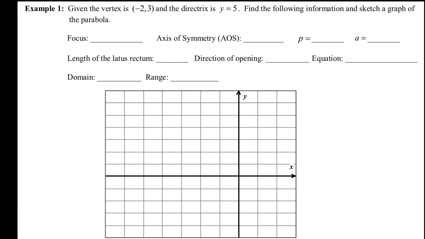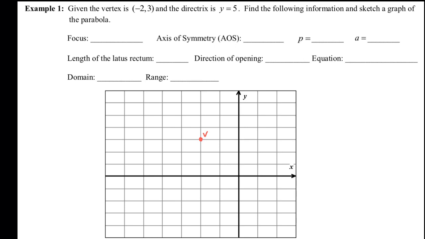All right, so let's now look at how you actually graph given some of this information. We're going to start out with the vertex at (-2, 3). So we're just going to go ahead and plot that point, and I'm going to put a V next to that so that we remember that is the vertex.